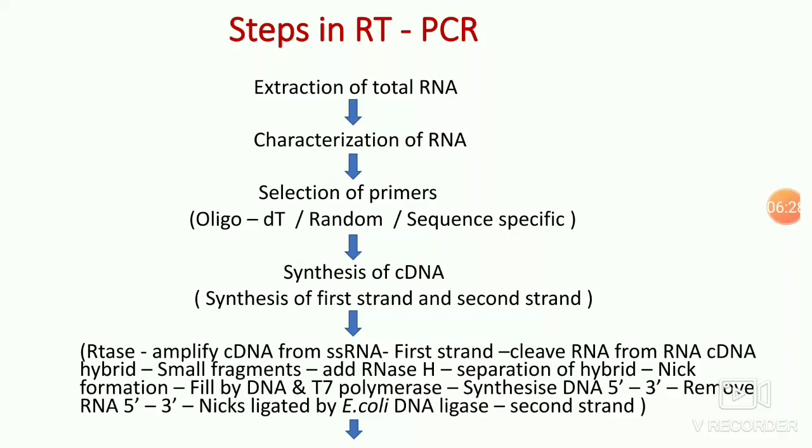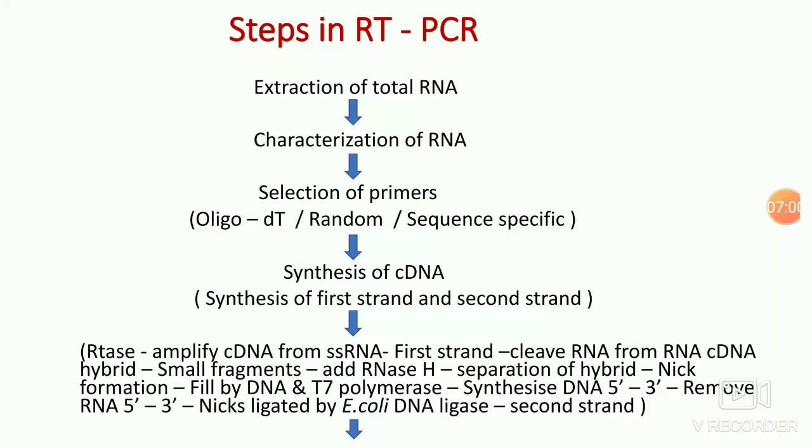It occurs in two steps: synthesis of the first strand and the second strand. Reverse transcriptase enzyme synthesizes cDNA from the RNA. This is first strand synthesis. It cleaves the RNA from the RNA-cDNA hybrid into small fragments. A small concentration of RNase H is added to separate the hybrid.